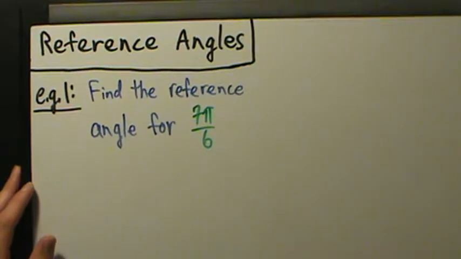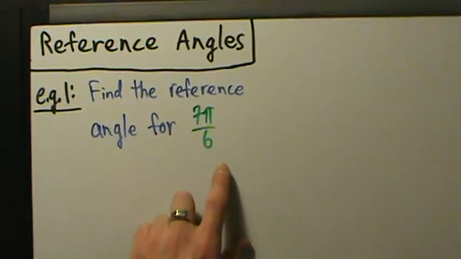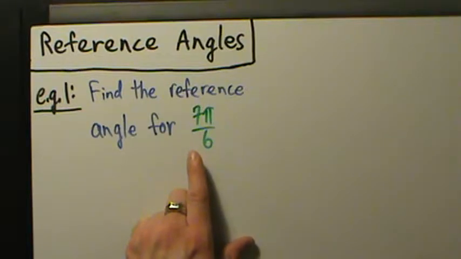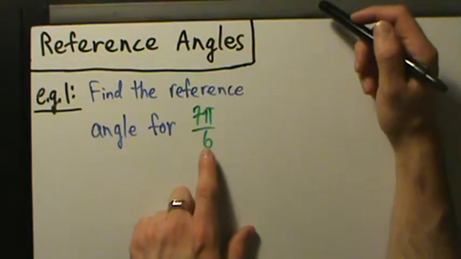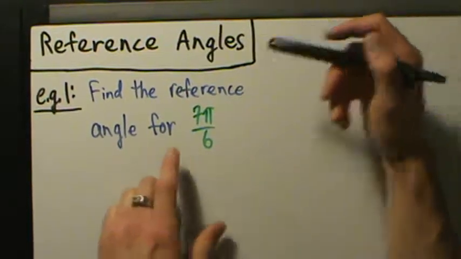So anyway, find the reference angle for 7 pi over 6. Okay, so the first thing we notice is it's in radians. So then the first thing we want to do is ask ourselves, is this between 0 and 2 pi radians? And yeah, it is, right?